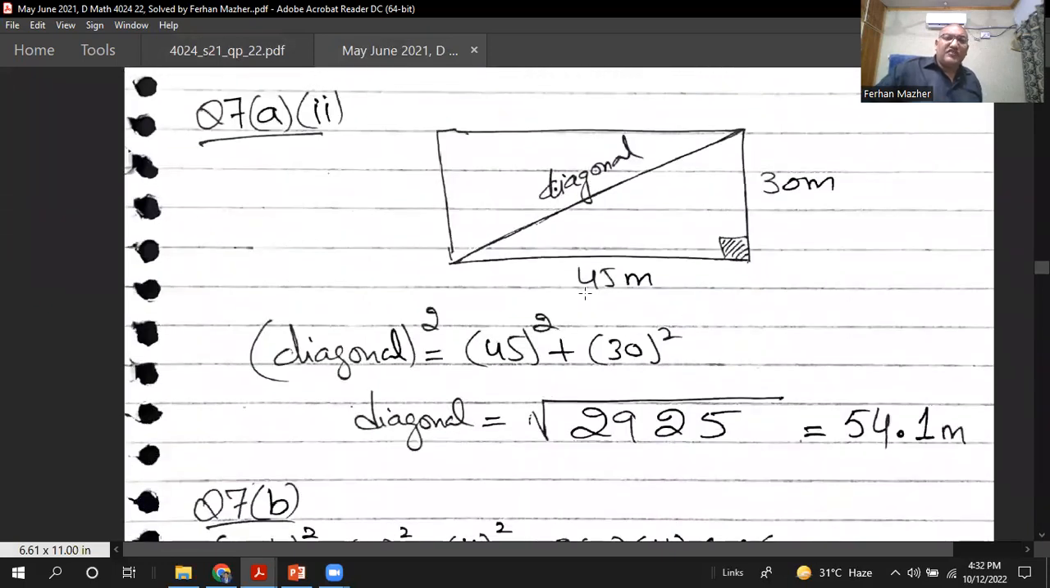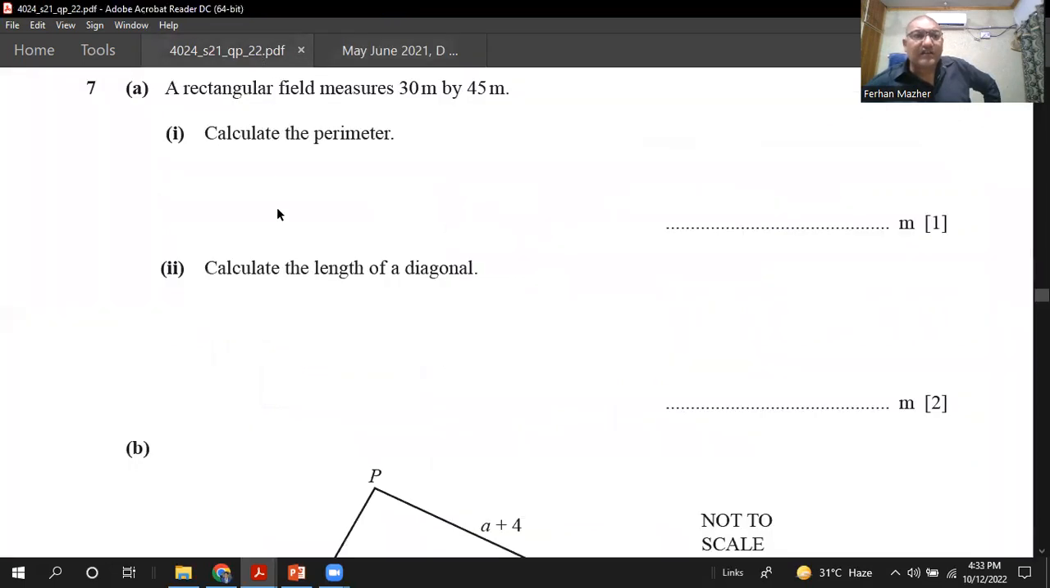In the next part, they ask us to calculate the length of the diagonal. So this is 45, this is 30, this angle is 90. They want me to find out the diagonal. Both the diagonals of the rectangle are equal to each other. So by applying the Pythagoras, I can find this diagonal. Diagonal square will be equals to 45 square plus 30 square, and take the square root of the answer, and you will get 54.1 meter. So this is how you will find question number 7A, second part.